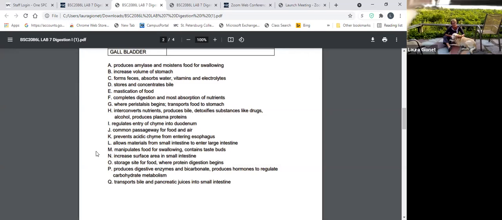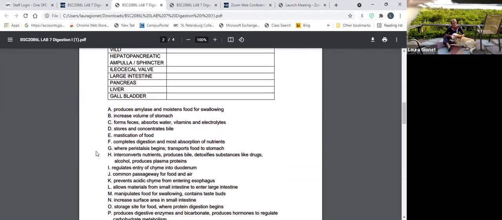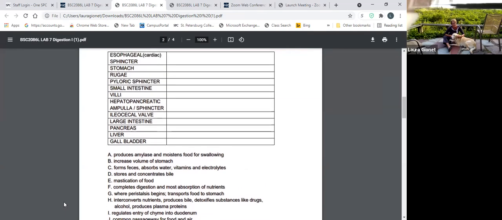L, allows materials from the small intestine to enter the large intestine. That's the ileocecal valve. M, manipulates food for swallowing, contains taste buds, and helps you articulate words. That would be the tongue. And N, increase in surface area in the small intestine. Right, so the small intestine has modifications there as well. That would be villi.